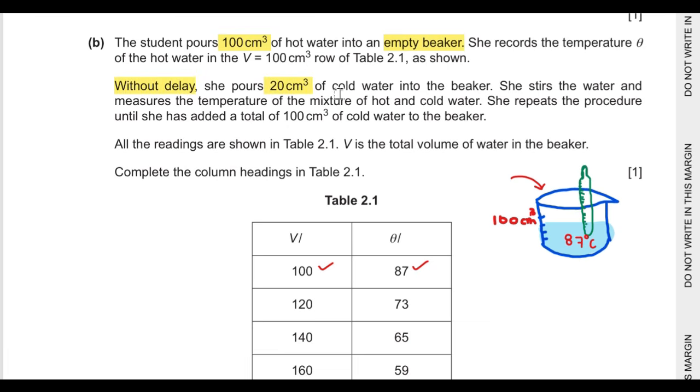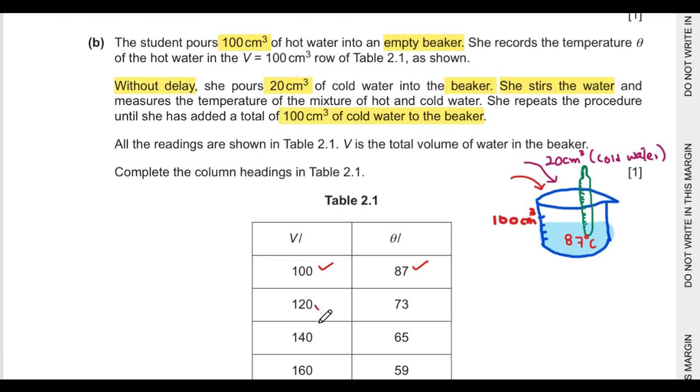Without delay, she pours 20 centimeter cube of cold water into the beaker. She stirs the water and measures the temperature of the mixture of hot water and cold water. She repeats the procedure until she has added a total of 100 centimeter cube of cold water to the beaker. After it, the girl will pour 20 centimeter cube of cold water into this hot water. She will stir both the waters very well and then record the temperature again.